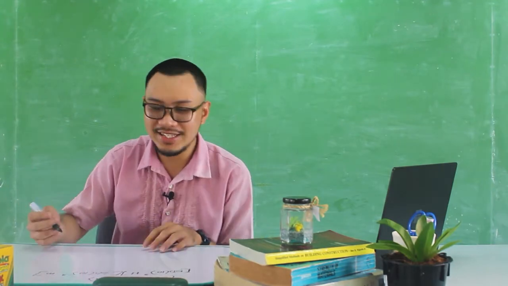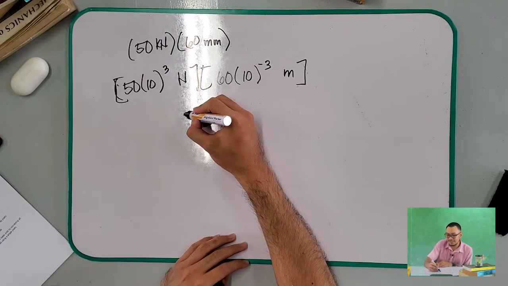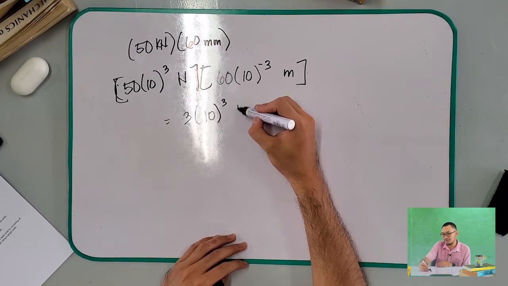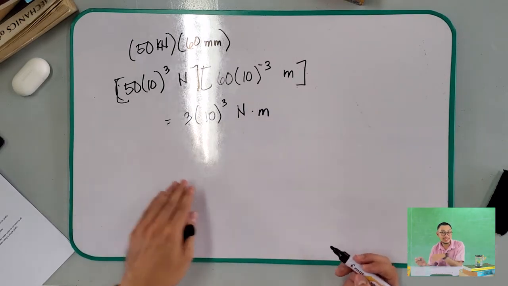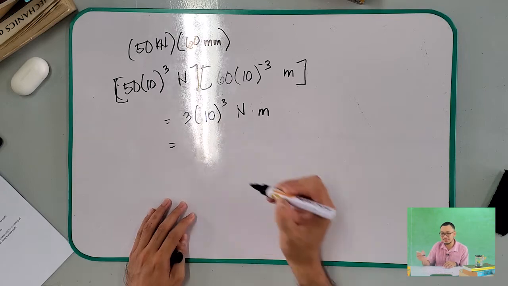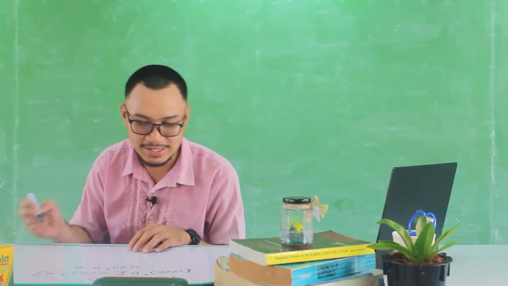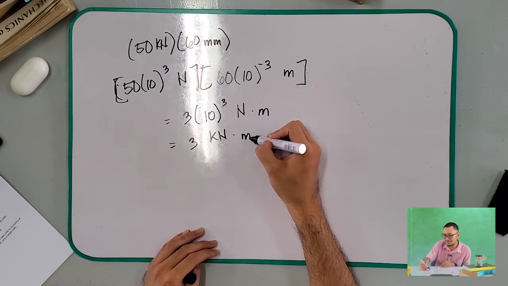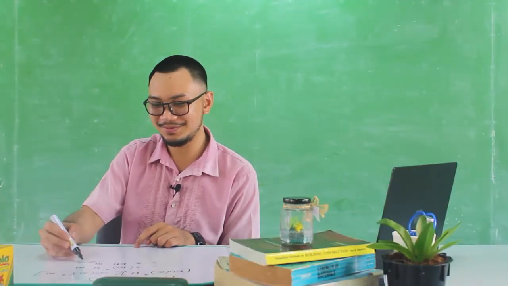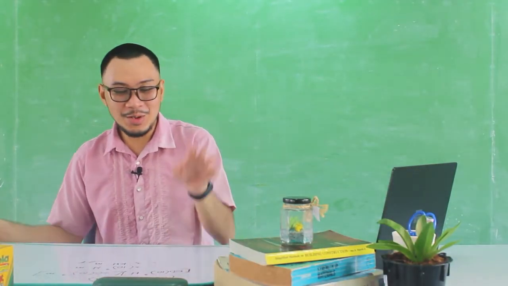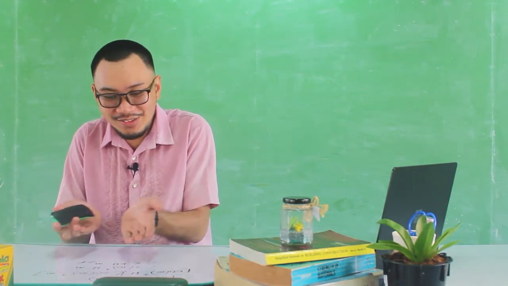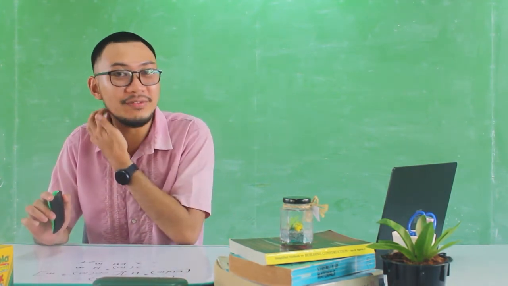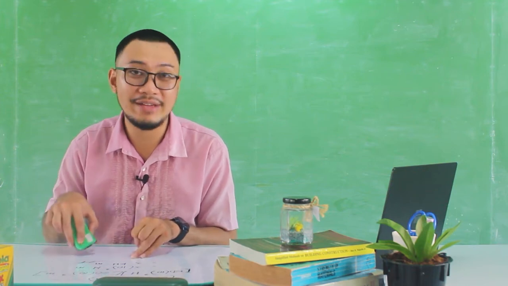Okay? So the answer of this one is actually 3 times 10 to the power of 3 Newton meter. And, unsa to giingon sa atong rule? Dapat sa atong last answer, naka-prefix na siya. So, unsay answer ani? 3 kilonewton meter. Okay, so to make it easier for you to solve this kind of problem, it is advisable for you to remove all the prefix and put the prefix back when you arrive on your final answer.